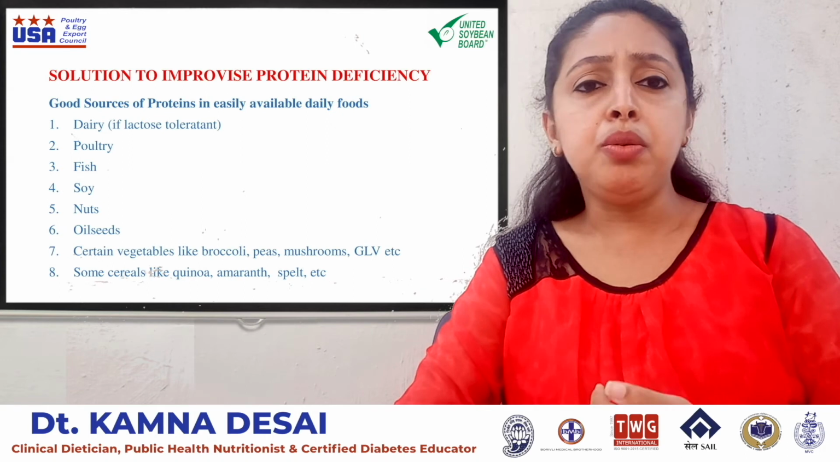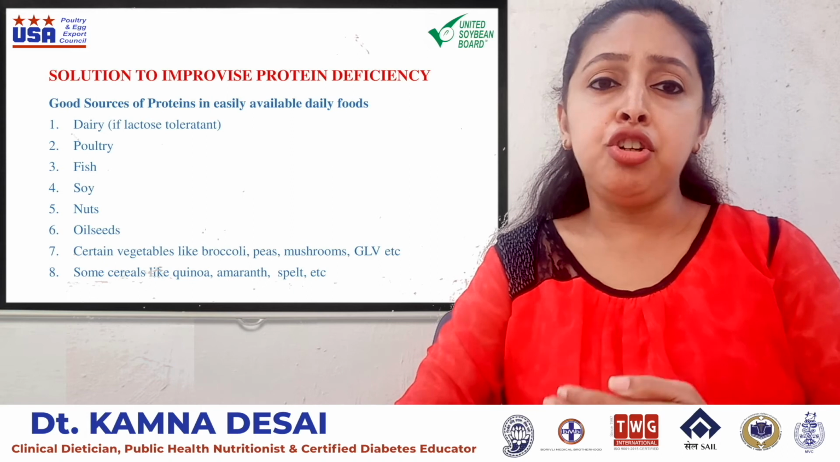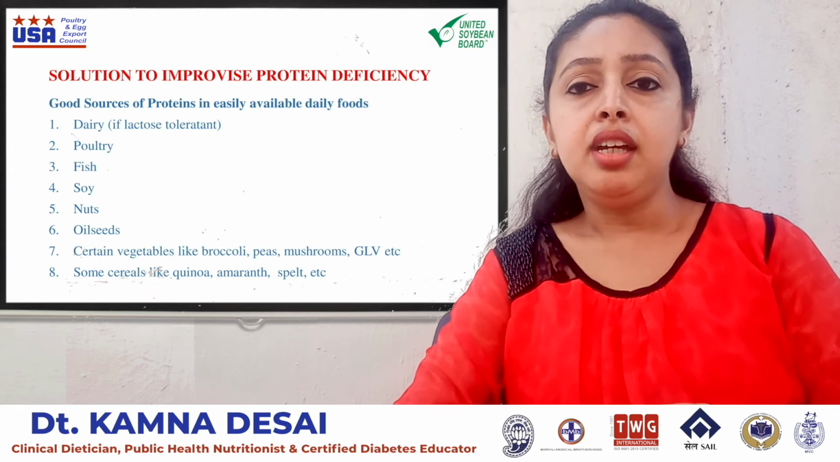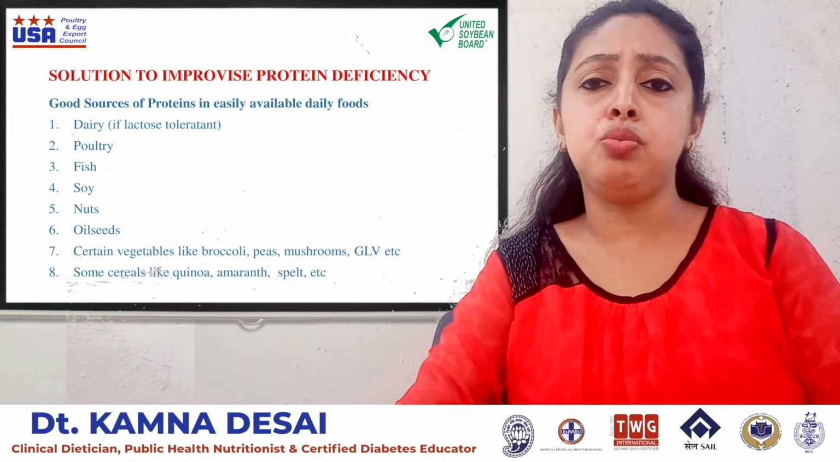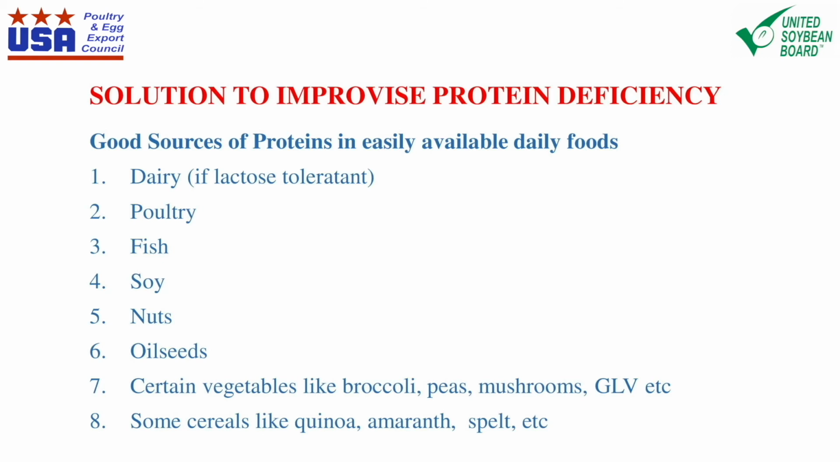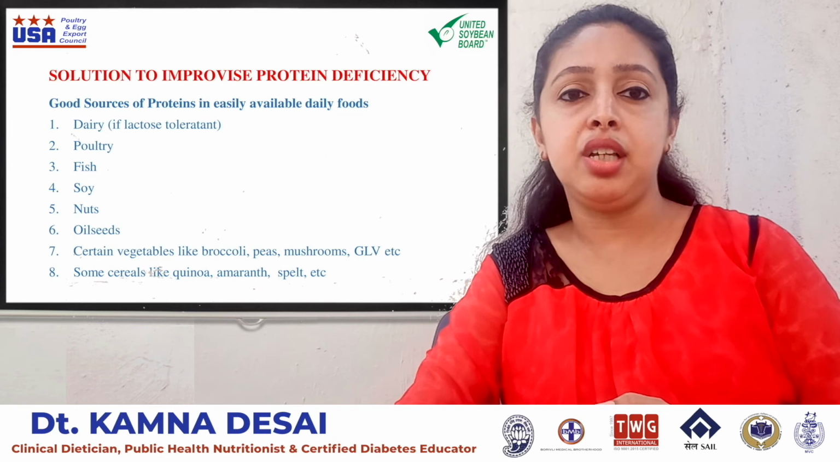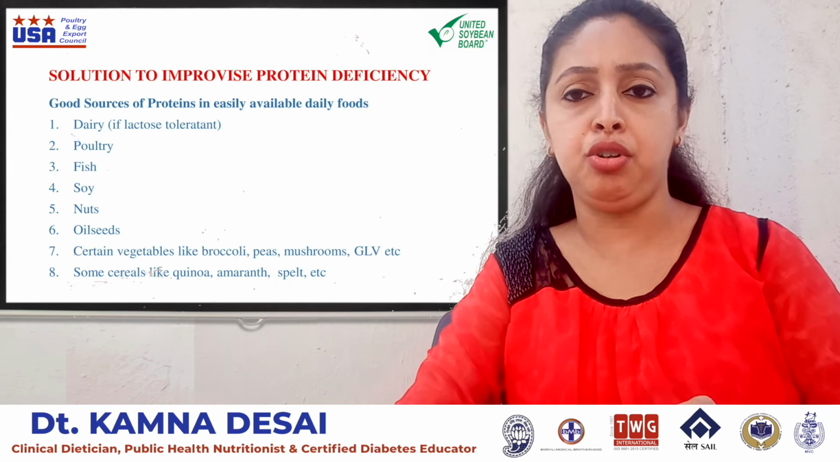Third one would be soy and the variety of products that are made out of soy, like soy milk, tofu, tempeh. Also a variety of nuts that are available, right from almonds to walnuts and everything. Oil seeds, certain vegetables like mushroom, green leafy vegetables, which are an important source of proteins, could be included. At the same time, you can use certain cereals which are a rich source of proteins, like quinoa, amaranth, spelt, and all of these.